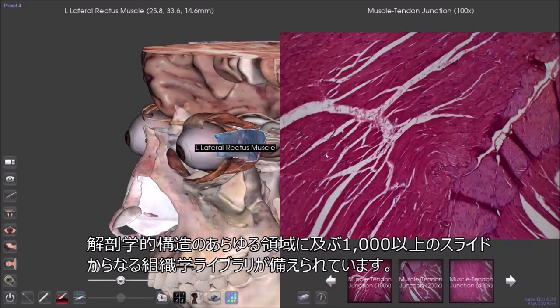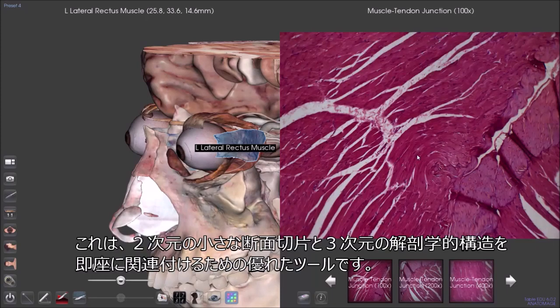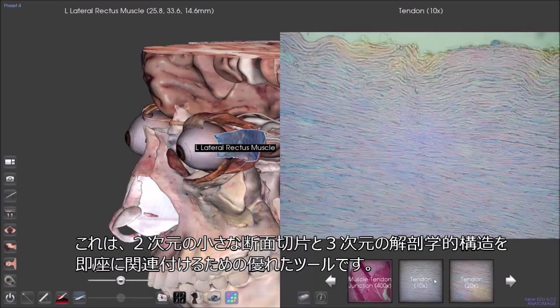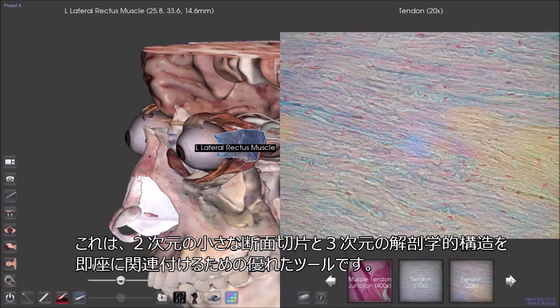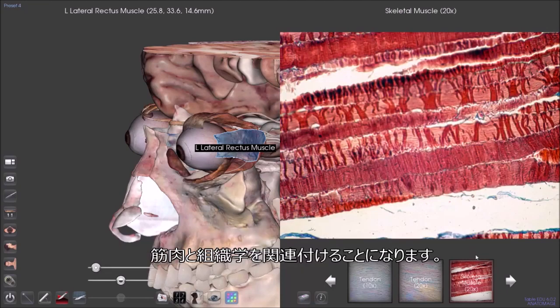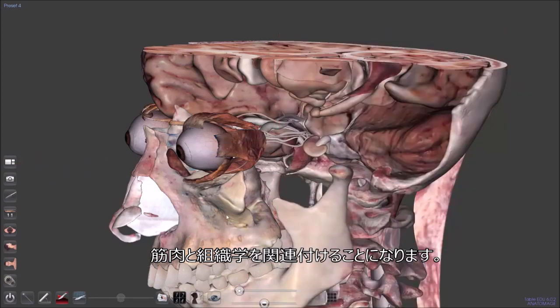And this is a great tool for students to be able to immediately relate 2D small cross-sectional slicing with 3D gross anatomy. And this helps build a relationship immediately so that you don't have to worry about students forgetting what they're looking at or forgetting what they're supposed to be seeing in a muscle and then relating it to the histology. This should serve as an immediate pathway for students to come up and actually recognize.